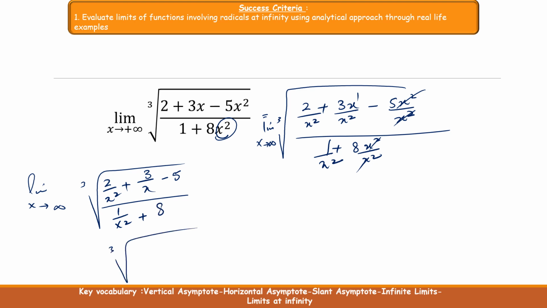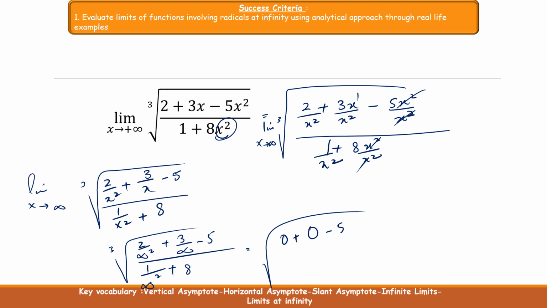Apply the limit. Wherever there is x or x square, you will write infinity. The rest of the numbers stay as they are. Infinity square also means infinity, so if you are not writing the square on the infinity, no issue. 2 over infinity is 0, 3 over infinity is 0, minus 5. Don't forget to write the cubic root. When we apply the limit, we don't write the limit symbol. 1 over infinity is 0, and here 8. So the answer is minus the cubic root of minus 5 over 8.